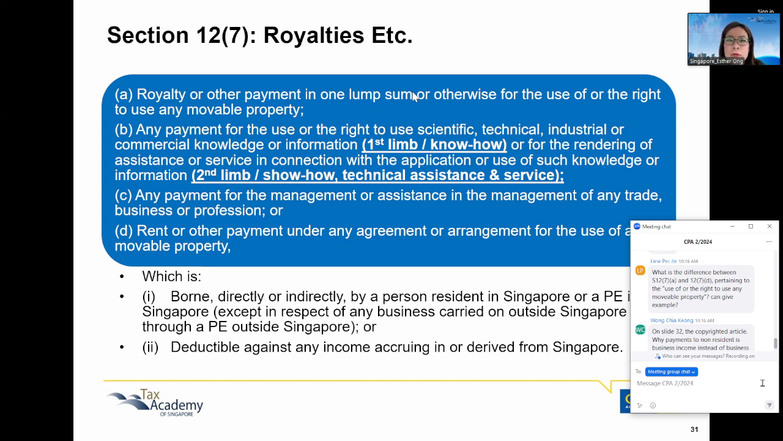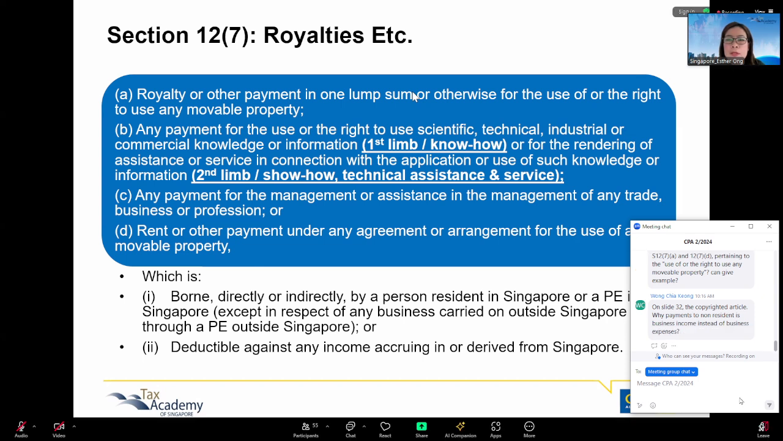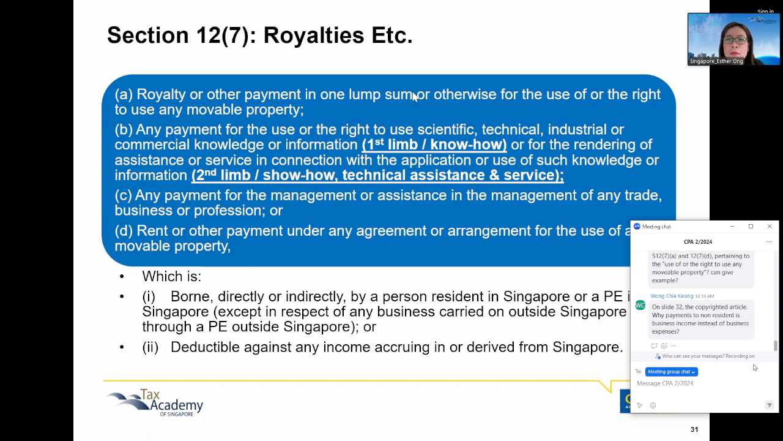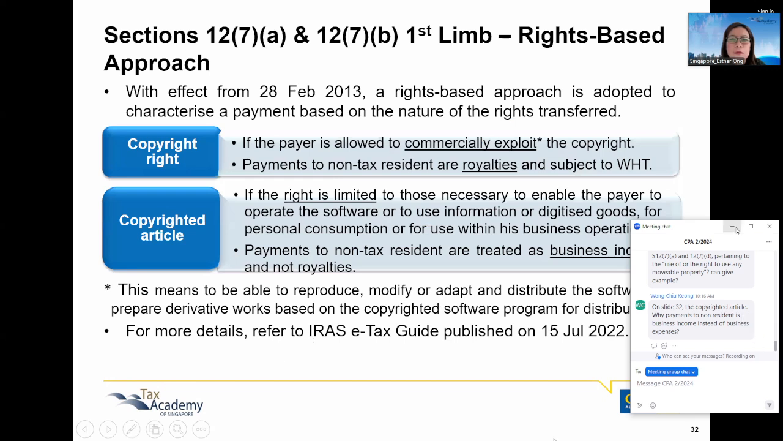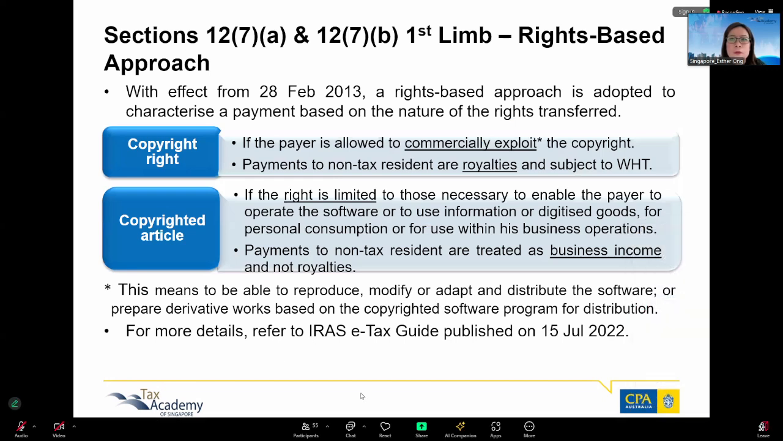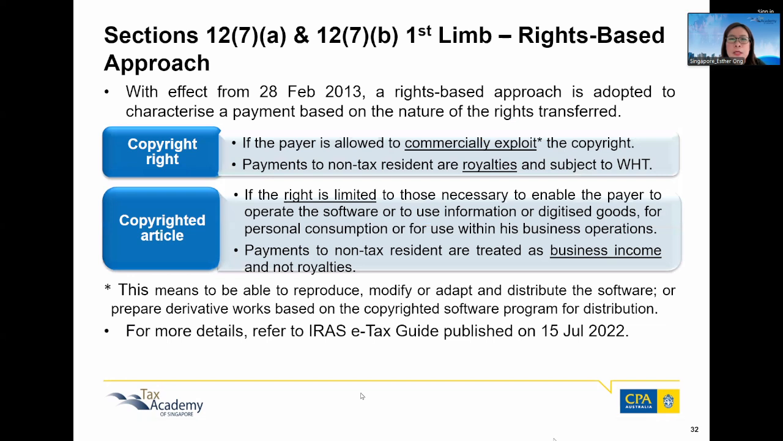There's a question from Chia Kiong on slide 32, the copyrighted article: why are payments to a non-resident business income instead of a business expense? Okay, what we are saying in slide 32 is that the payment to the non-resident is business income in the hands of that non-resident. We're not talking about it from the perspective of the payer here. Payments to a non-tax resident are treated as business income of that non-tax resident and not royalties.